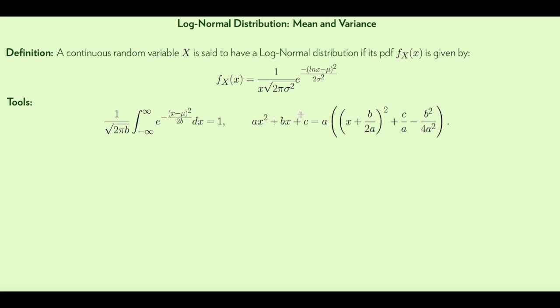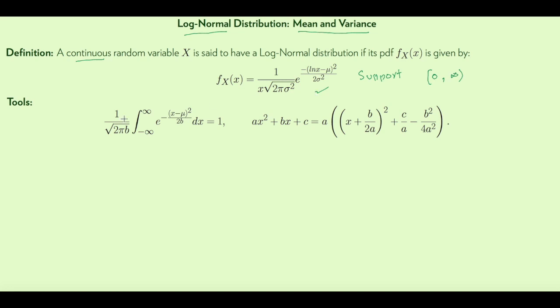Hello, in this video we will talk about the log normal distribution, and we will find the mean and variance of this distribution. By definition, a continuous random variable x is said to have a log normal distribution if its PDF is given by this expression: e to the power of negative natural log x minus mu squared over 2 sigma squared, divided by x times the square root of 2 pi sigma squared, and the support is 0 to infinity.